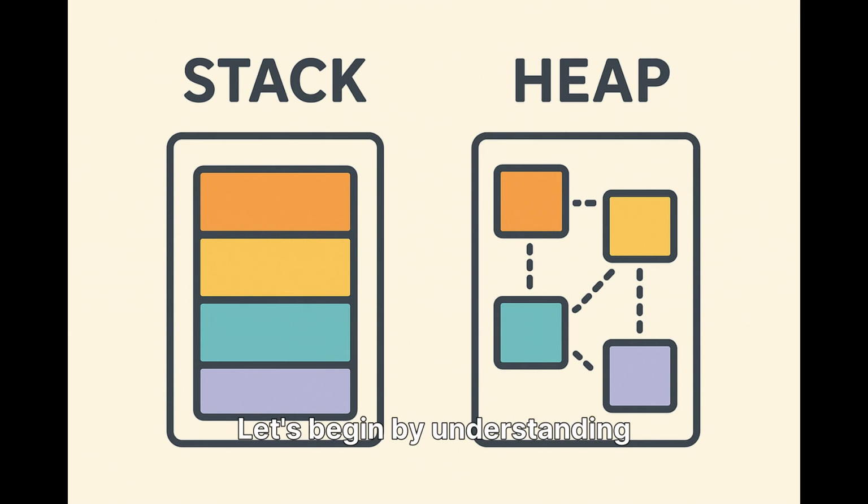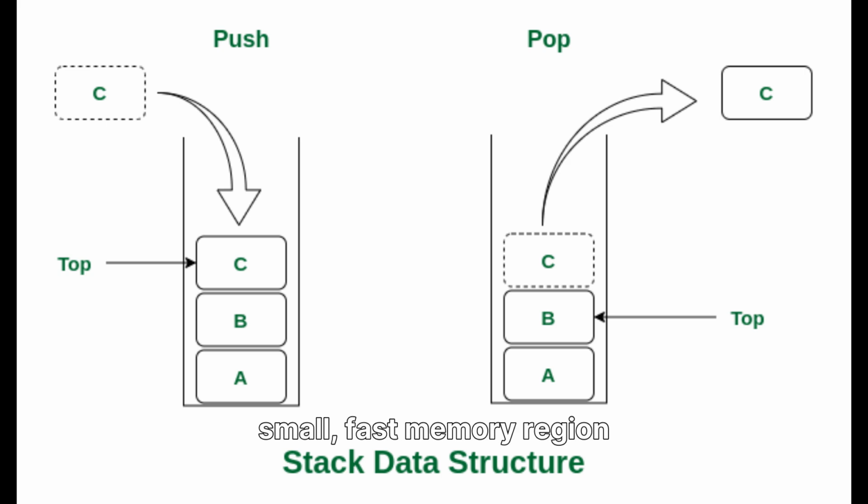Let's begin by understanding the two primary types of memory allocation in Unity, the stack and the heap, which are fundamental to C Sharp memory management. A clear grasp of these concepts is the first step towards effective GC optimization. The stack is a small, fast memory region primarily used for local values within a function, such as primitive types like integers and booleans and method parameters. It operates on a last in, first out, or LIFO principle, making it highly predictable and efficient for temporary data.